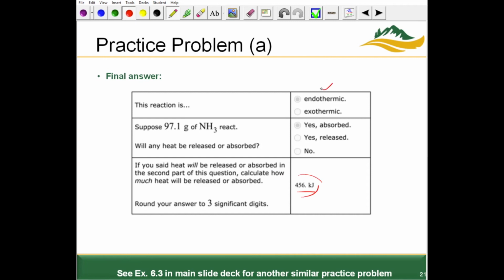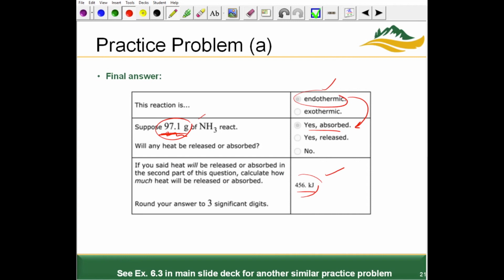We figured out it was endothermic based on the positive sign of the change in enthalpy. Because it's endothermic and because we are reacting some of our reactant, then yes, as this amount is reacting, some heat is going to be absorbed because it's an endothermic process. Then we calculated this change in enthalpy based on the actual number of moles of ammonia gas.